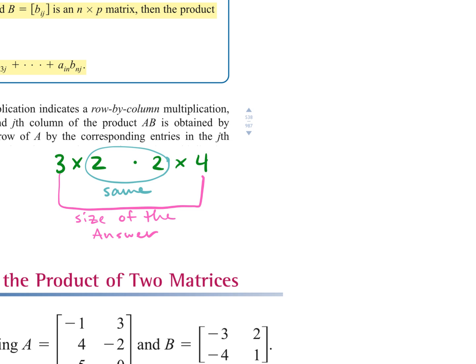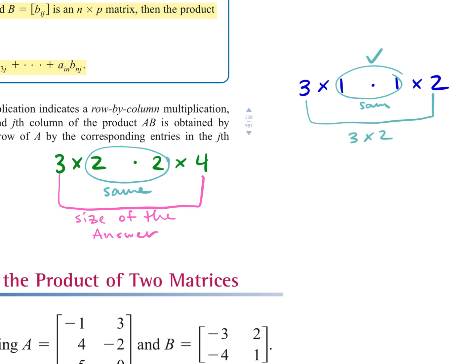So if I had a 3 by 1, and I'm multiplying that by a 1 by 2, can I multiply these together? Yeah, because the inside numbers are the same, so that tells me that I can multiply it. What's going to be the size of my answer? A 3 by 2. What if I had a 2 by 3 and I'm multiplying that times a 2 by 3? Can I multiply these together? No, the insides are not the same. So we can't multiply these together.